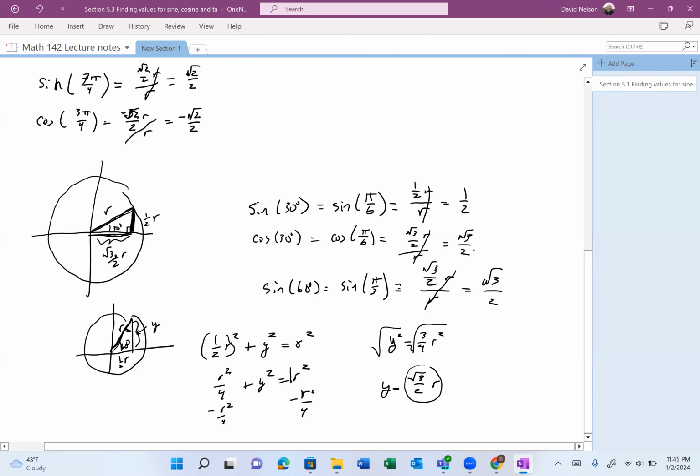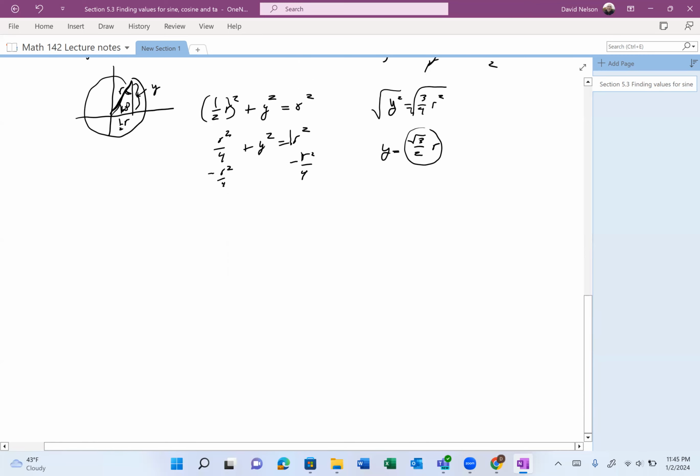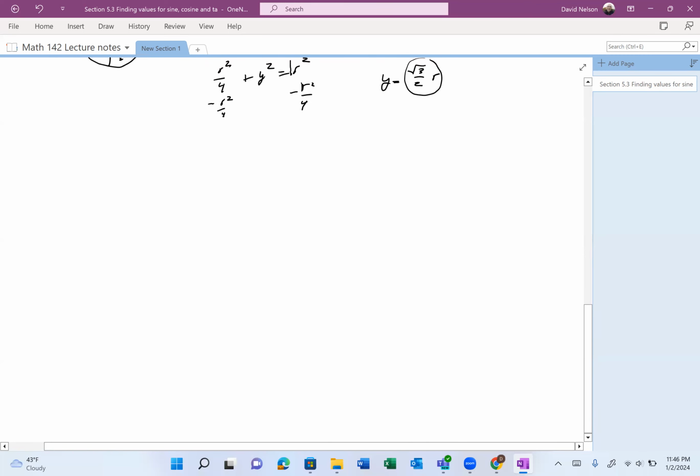Okay, so there's a bunch of special angles that we can find the values for, and we can kind of summarize them in a table. We haven't found all of them yet, but we can summarize them in a nice table here.